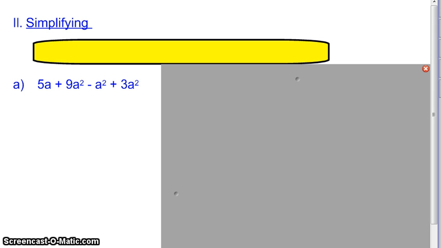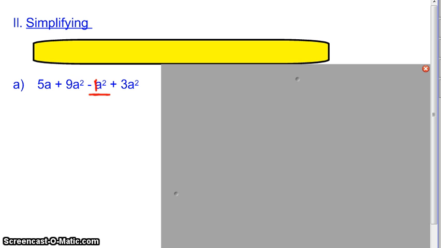Look at this polynomial A. Is there a way you could simplify what you see? It says 5a plus 9a squared minus a squared plus 3a squared. Is there a way to simplify that? Since it's negative a squared, you can subtract from the other a squared and just have a squared. How many are here where it says negative a squared? What's the number that goes in front of this variable? 1, right? There's a 1 there.